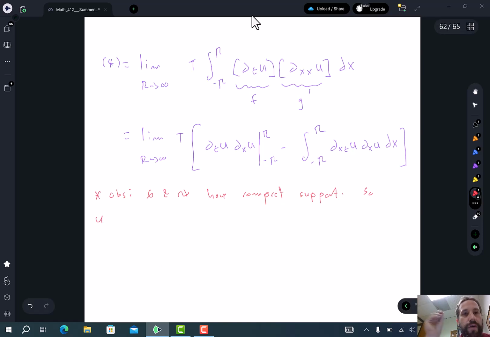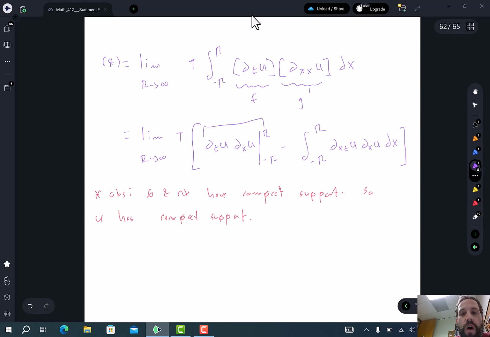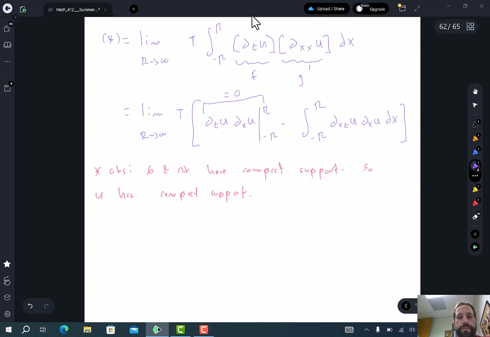So this is a fundamental idea about this equation. It's an example of something called a hyperbolic equation, and one behavior that it exhibits is this finite propagation speed. So u has compact support. Okay, so what does that mean? It means that for large enough values of r, this is equal to 0. For large enough values of r, that's equal to 0.